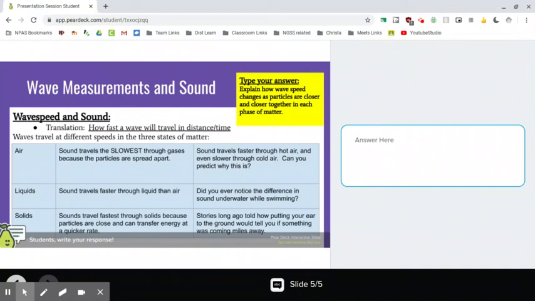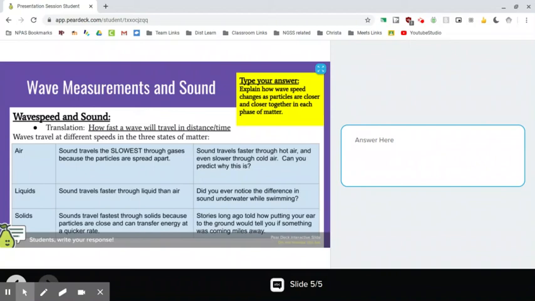Now, why is this? As we look through this table, in air the particles are spread so far apart that the energy takes longer to pass through. And so air is the slowest of the three phases of matter. When we move into liquids, sound travels faster, obviously, than through air. This is because those particles are closer together, but they're not locked in their pattern. And so they still are not as fast as how sound would travel through solids.